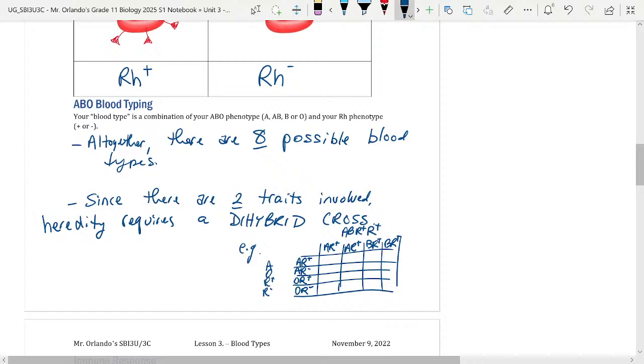In other words, if you're going to track the heredity of blood types, you've got to track both the ABO gene and the Rh gene.